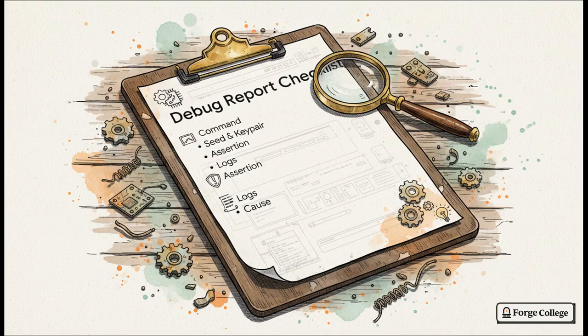Document the exact test command used. Record the exact seed and key pair values, so the failure is perfectly reproducible. Note the specific failing assertion. Then, and this is absolutely vital, grab the program transaction logs. In solana-program-test, you can easily extract these using banksclient.get_transaction. Finally, write down your suspected cause. A test failure without this data is really just a complaint. But with this data, it's actionable engineering intelligence.